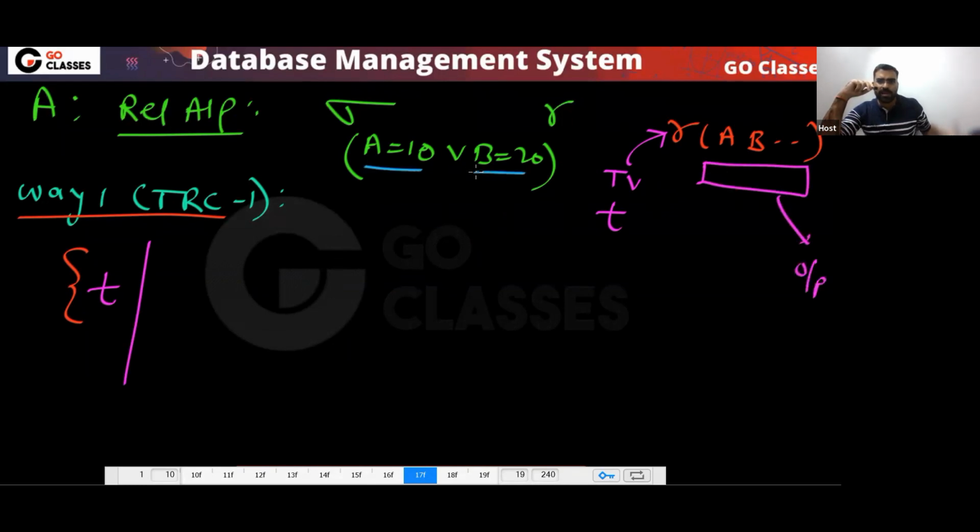This is saying that either A must be 10 or B must be 20. Either A must be 10, this is fine, this will go to the output. Or B must be 20. So the whole tuple we will put in the output.